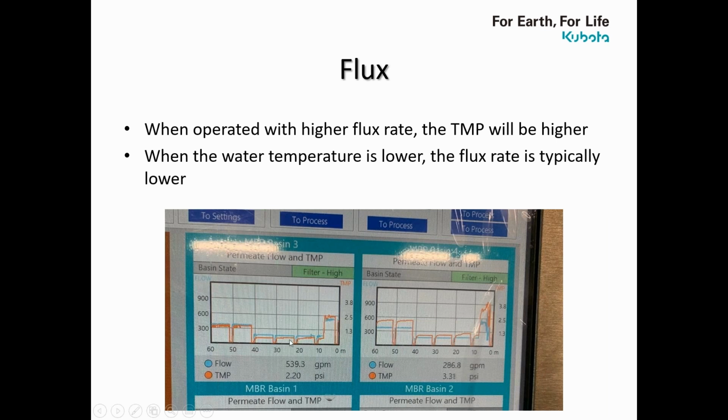When the flow rate goes to low flow, the TMP also goes low. So as you can see, if you have a higher flow rate, flux rate, then you have higher TMP as well. When the temperature is low, the flux rate is typically a little bit lower. That's another aspect of flux rate.